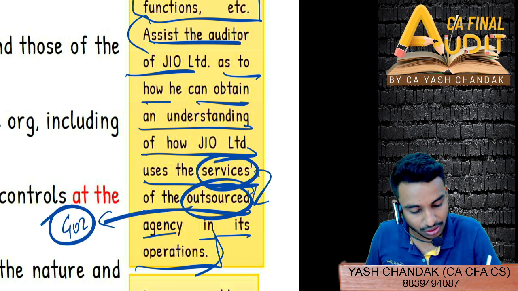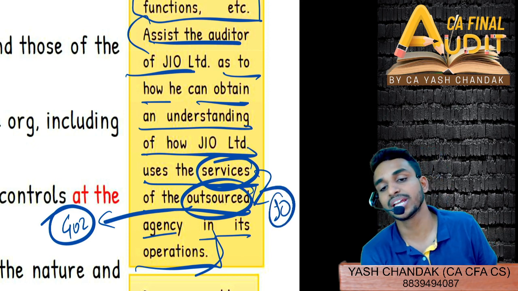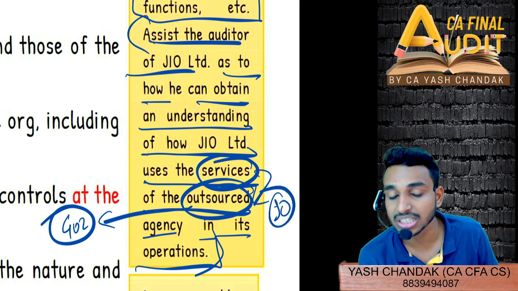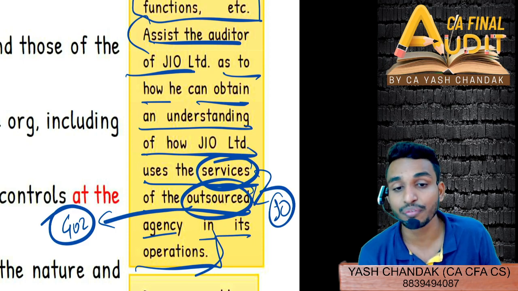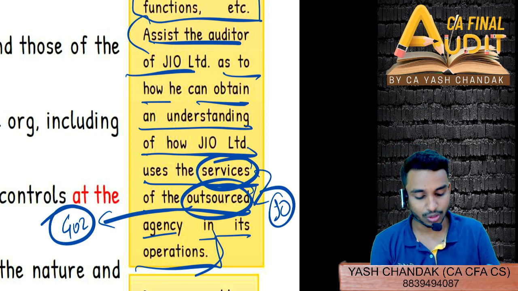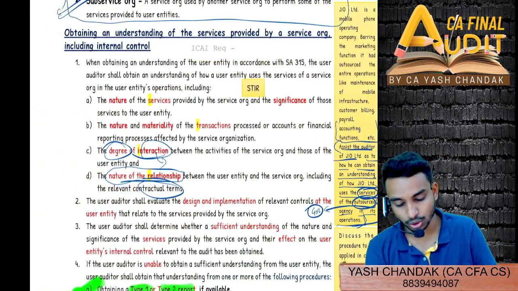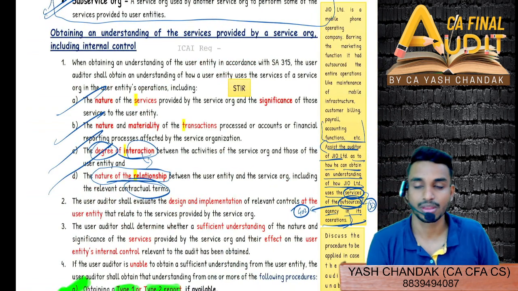Services of the outsourced entity. So for the service organization, whatever service they are providing, we want to understand what services, the nature of relationship, the transaction, the degree of interaction among us. Everything has to be considered here. So this is a 4 mark question, A, B, C, D.